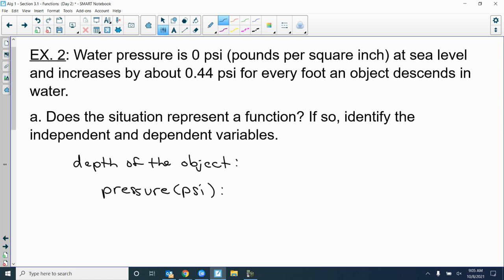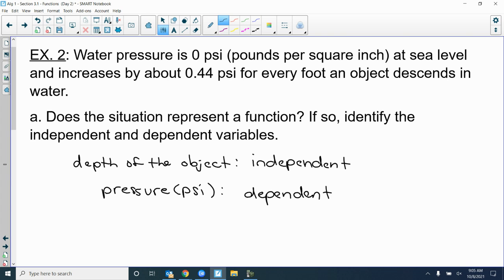Which one depends upon the other? What do you got, Griffin? The pressure depends on the depth. Okay, good. So that is independent, and now this is dependent. For this, all right, now is it a function?